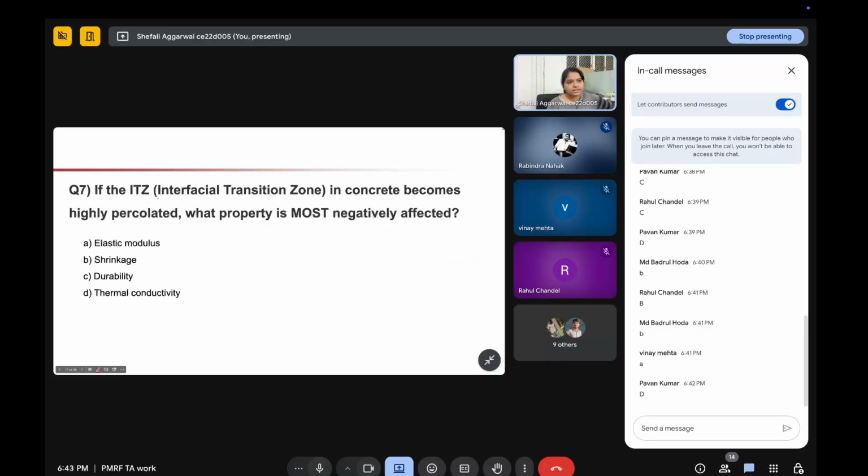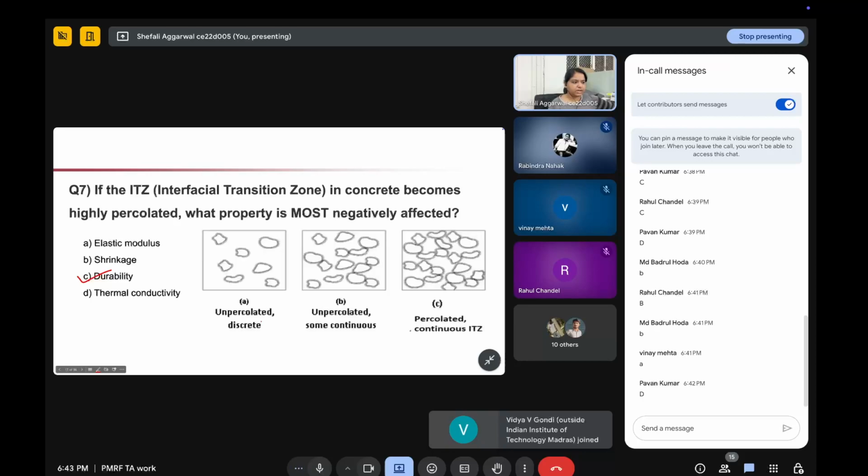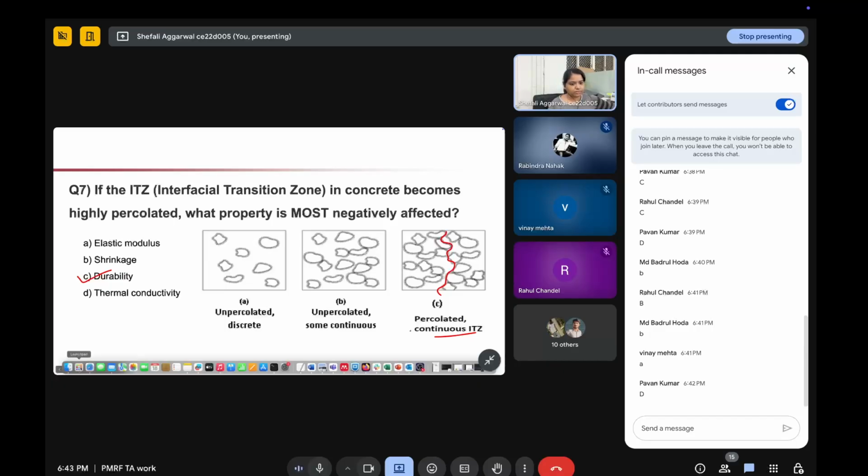If the ITZ or interfacial transition zone in concrete becomes highly percolated, what property is most negatively affected? Elastic modulus, shrinkage, durability, or thermal conductivity? Durability. Yeah. So we have seen that figure. If you have a percolated, continuous ITZ, there is a chance of cracking along that line, which has a direct effect on the durability of your concrete.